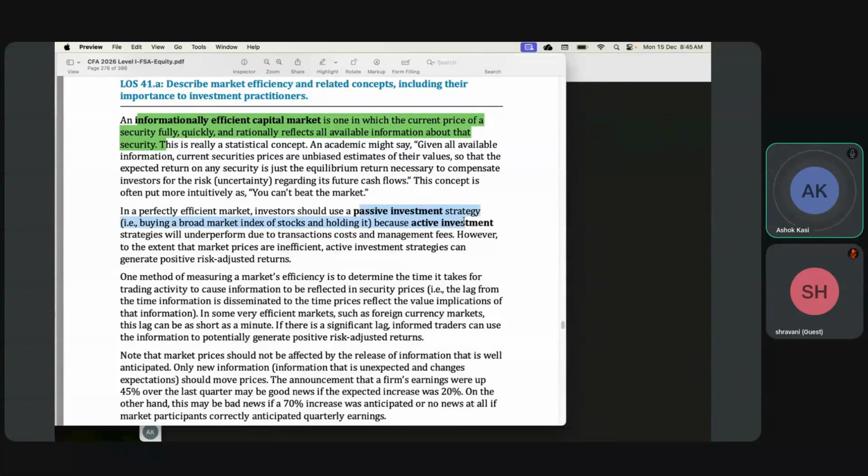Then active and passive investments. Passive means you are trying to copy the market, going as per the index and investing. Active means you are trying to beat the index. How will you beat the index? You will change the weights, you will change the securities, and you will try to get more returns than the index.